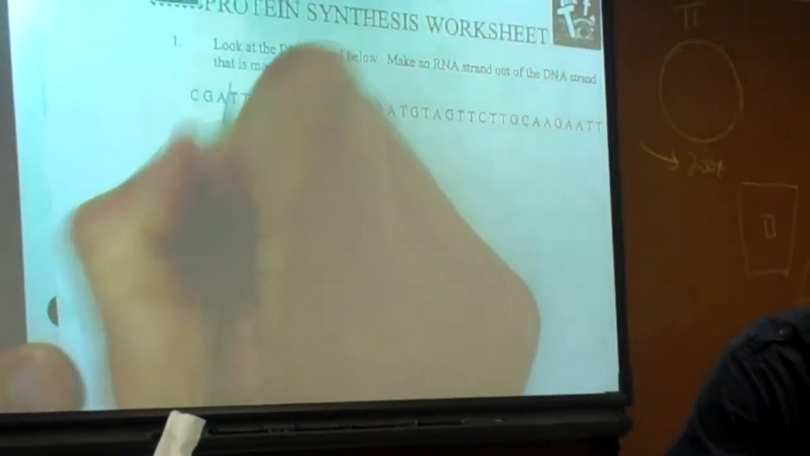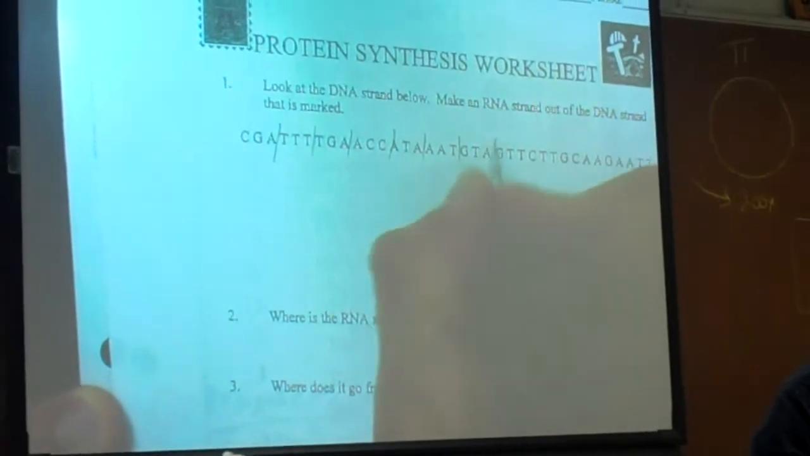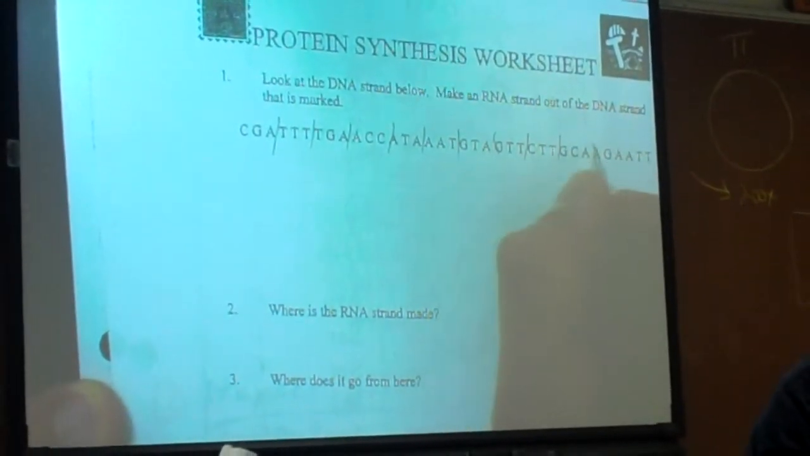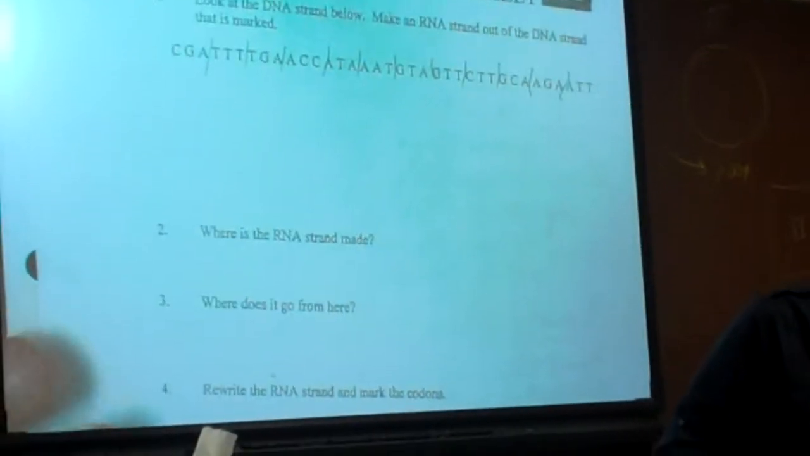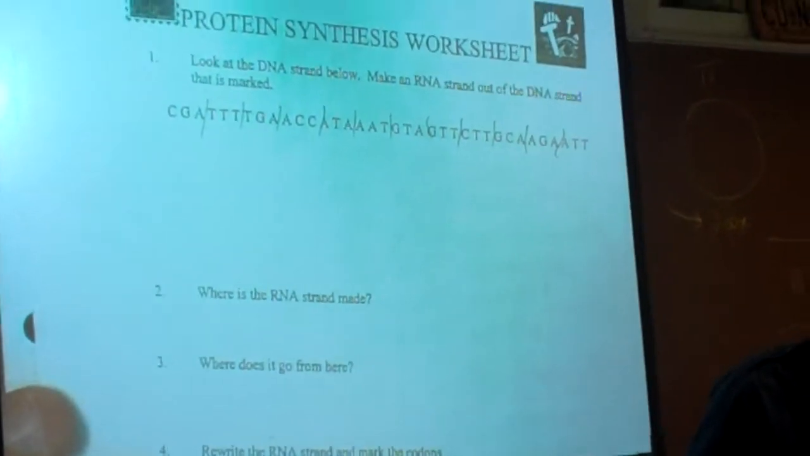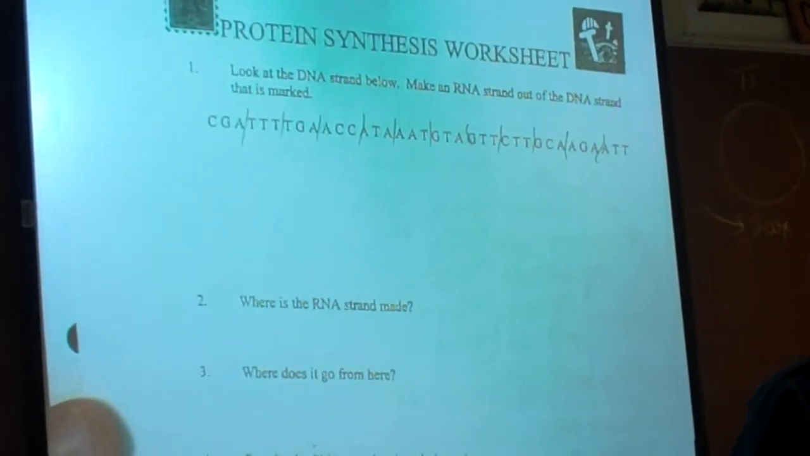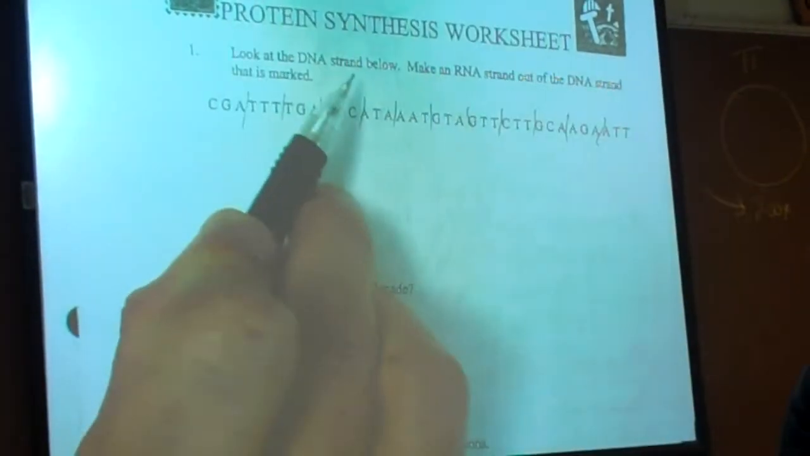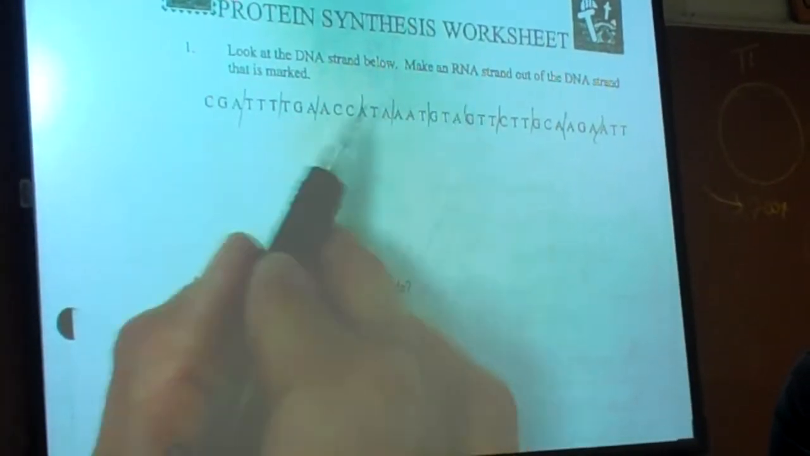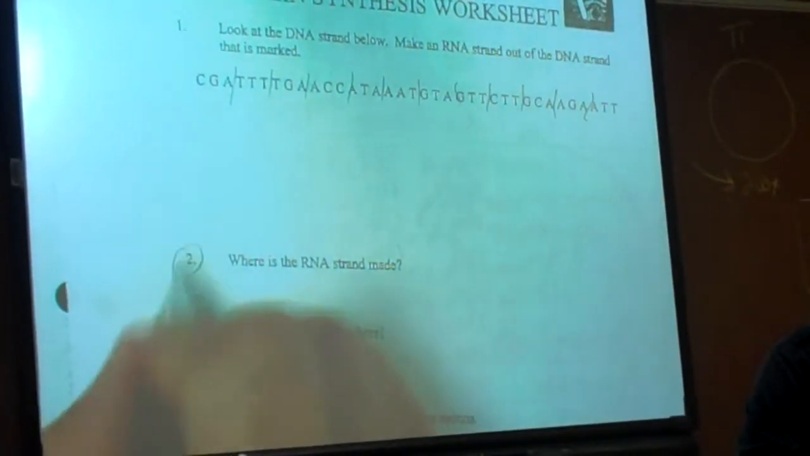So watch, I'm going to mark off my codons. Each codon is three bases and codes for a specific amino acid. Some amino acids are coded by different codons, okay? So watch, I'm going to show you something. It says look at the DNA strand below, make the RNA strand out of the DNA strand that is marked. Number 2 and 3, I want you to do on your own.